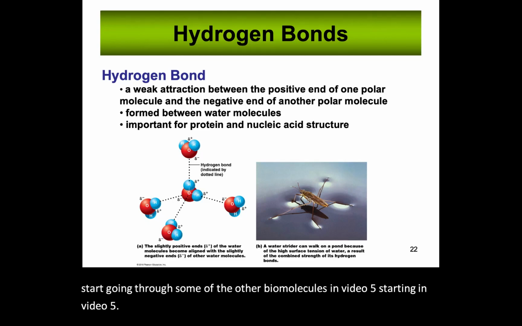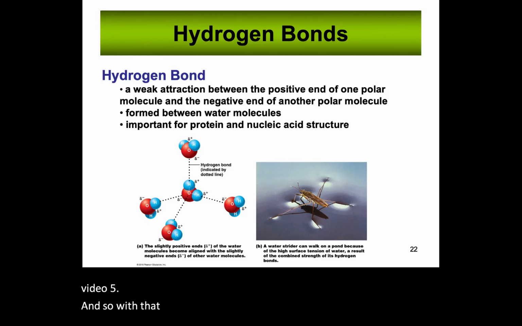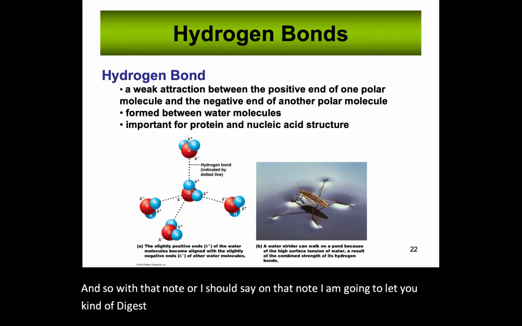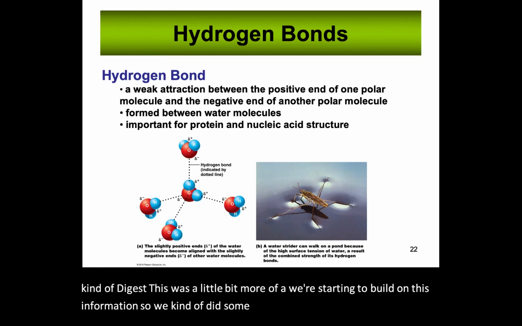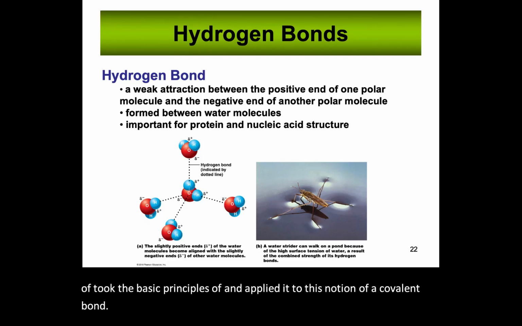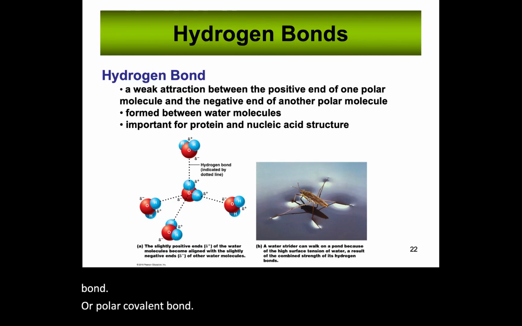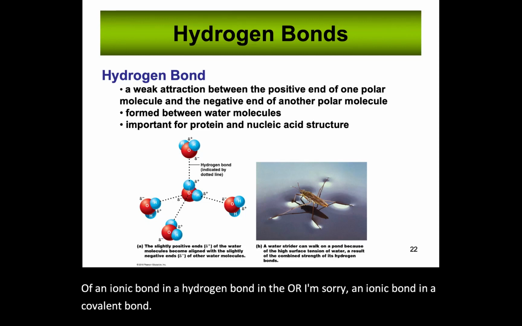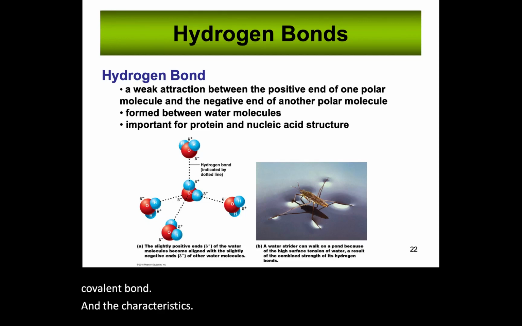And so on that note, I am going to let you kind of digest this. We're starting to build on this information. So we kind of did some review with ionic bonding, and we took the basic principles of that and applied it to this notion of a covalent bond or a polar covalent bond and its relationship to an ionic bond, and the characteristics associated with a hydrogen bond.